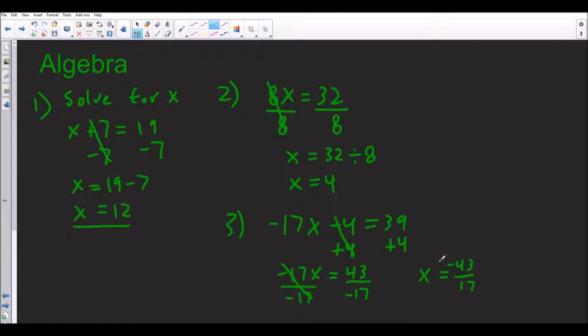But that's a negative number because it's a positive 43 divided by negative 17. So that's actually equal to negative 2 and 9/17, or equal to negative 2.53 if you put it in your calculator and round it. And that's how you do some basic algebra.